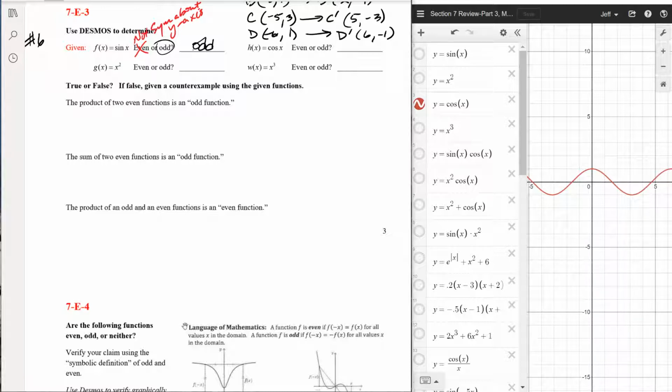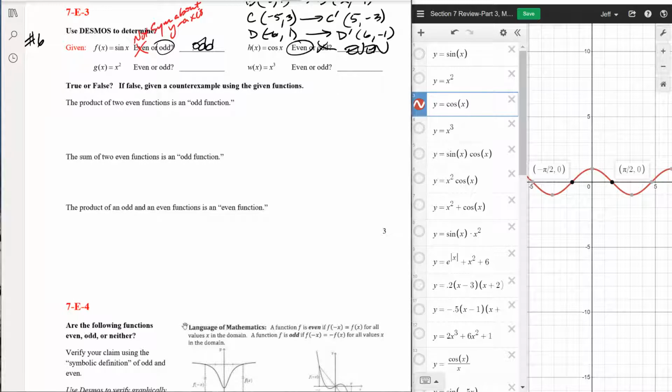Okay, cosine. Let's switch functions here. So we need cosine. There we go. Type that in. Notice that we have y-axis symmetry here, so it's even. Because (pi/2, 0) gets reflected to (-pi/2, 0), so this one's even, not odd. Uh-oh, I just put that in the wrong place.